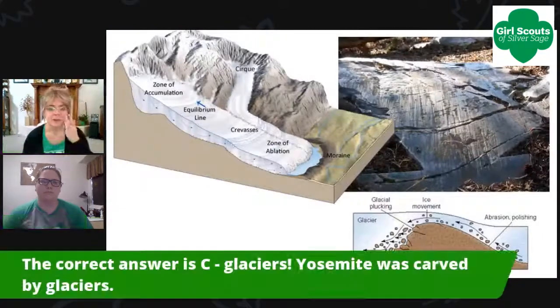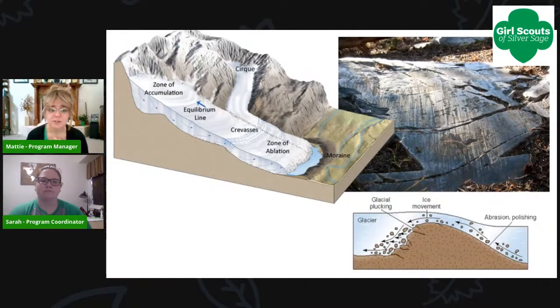So that being said, we're going to jump into my personal favorite topic, which is glaciers. I wanted to give you an understanding of what a glacier is, because most of you probably haven't seen one before. I've never seen one in real life, but I watch a lot of documentaries about them, and they look really cool.